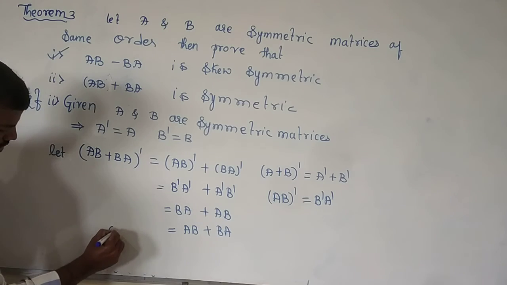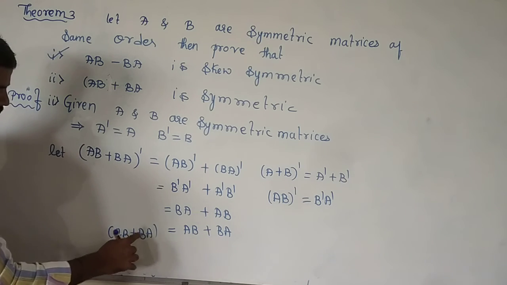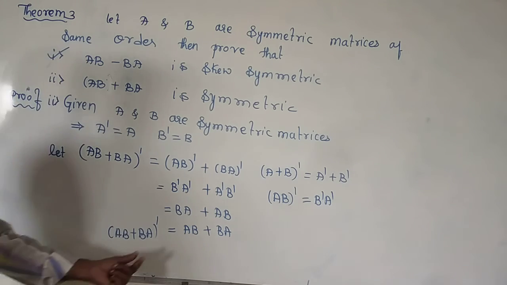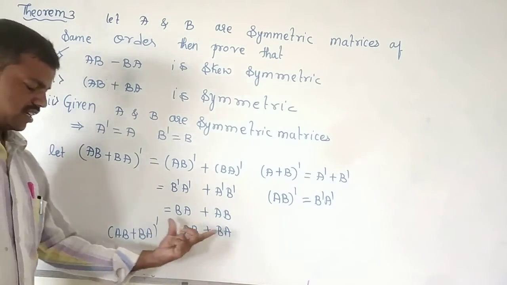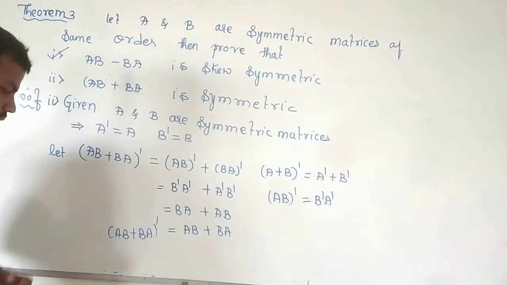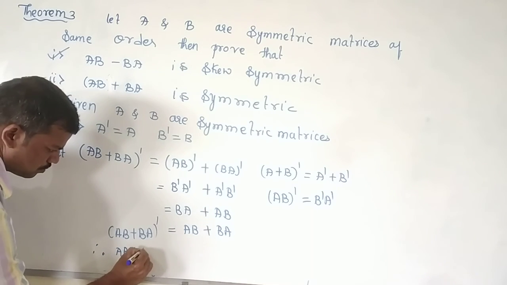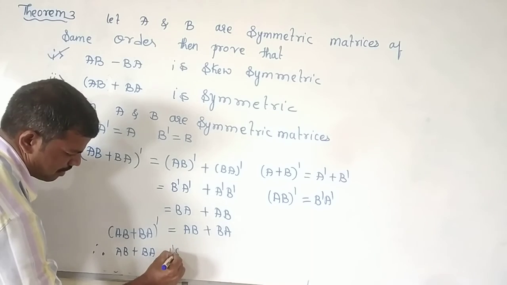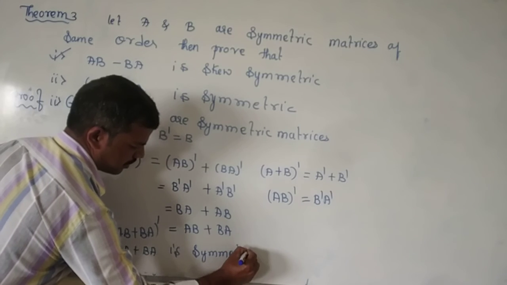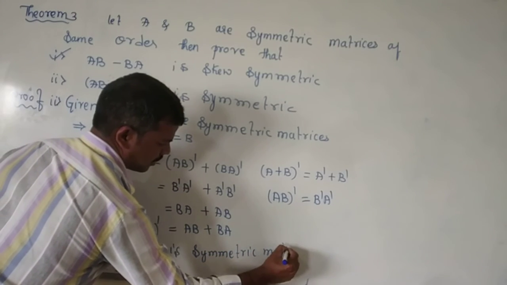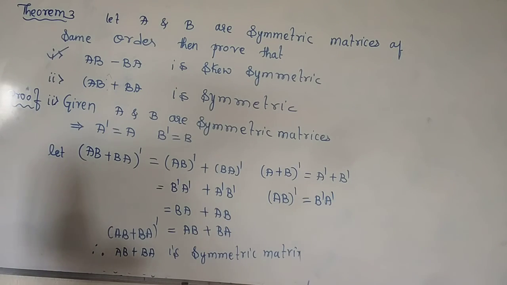So here what we got is (A into B plus B into A) transpose equal to AB plus BA. If the transpose of a matrix is the matrix itself, then it is called a symmetric matrix. Therefore A into B plus B into A is a symmetric matrix. This completes theorem number 3.